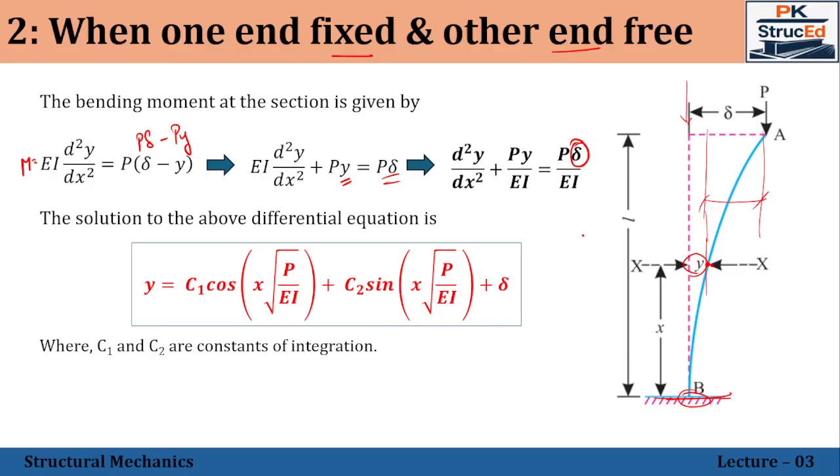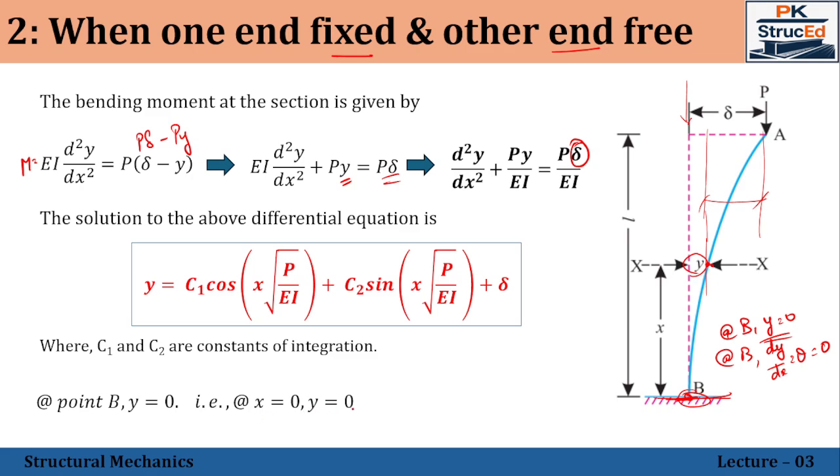That is, in this case, the boundary condition is at this point deflection is equal to 0. That is, at B, y is equal to 0. As well as at the same point B, we have dy by dx, that is slope, also equal to 0 because it's a fixed end. Right. So those two only we are going to apply. That is, at the point B, we are going to apply the first boundary condition, y is equal to 0. That is, this is the reference axis. Therefore, at x is equal to 0, y is equal to 0.